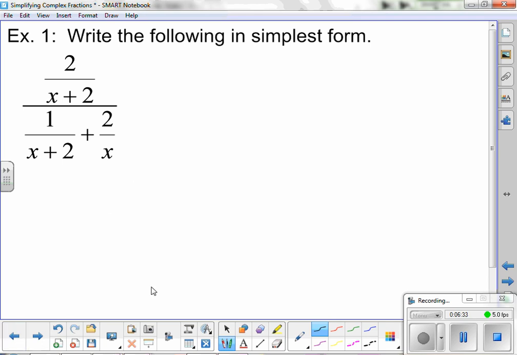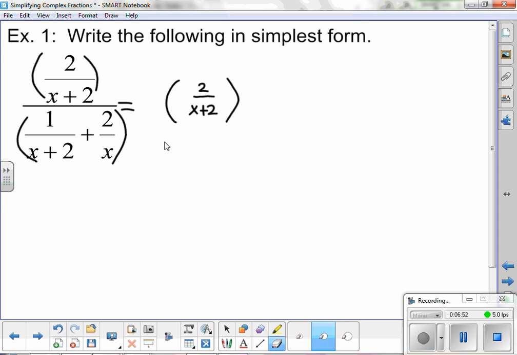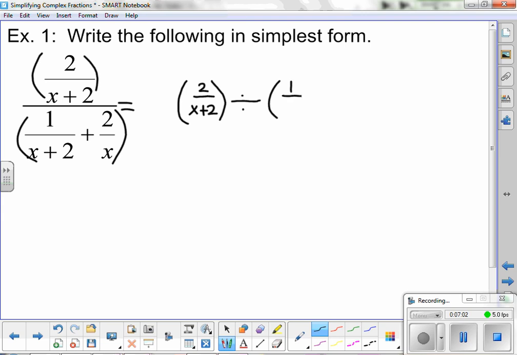On this one, same thing. We got a numerator and we have a denominator. So we're going to rewrite this, leave some room so you can work. So 2 over x plus 2. Actually, these ones you don't have to leave yourself room. I lied. Because you're not working on the inside. So divided by the numerator, denominator, which is 1 over x plus 2 plus 2 over x.